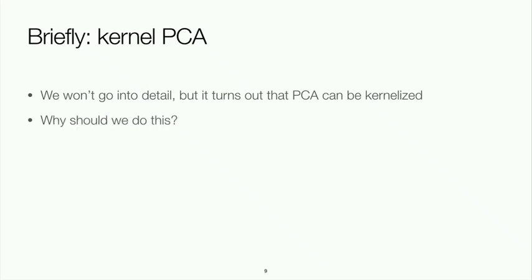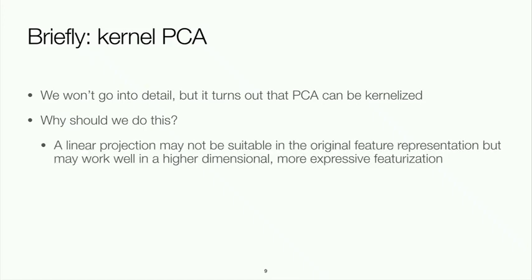And we sort of already motivated a little bit why it is that we might want to do this, right? So we're only able to do linear projections with PCA. That might not be a good idea in our original feature representation, for example, like that S in the three-dimensional representation. We can't really do a linear projection down from there into something that we want, right? But maybe, just maybe, depending on the data set, a linear projection could work well in some higher dimensional, more expressive featurization, okay?